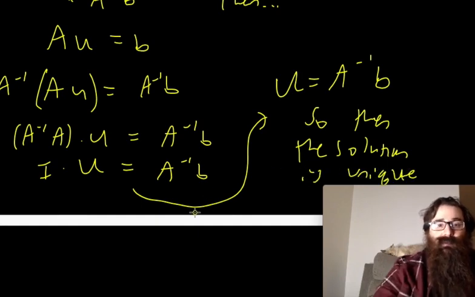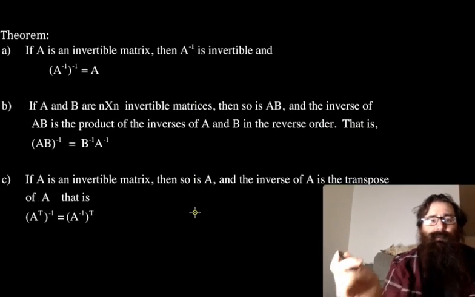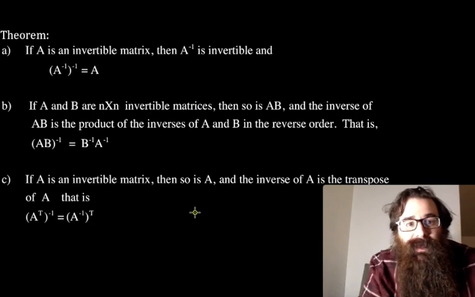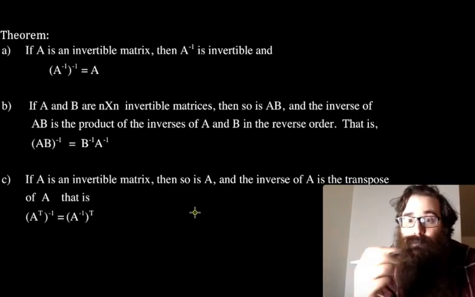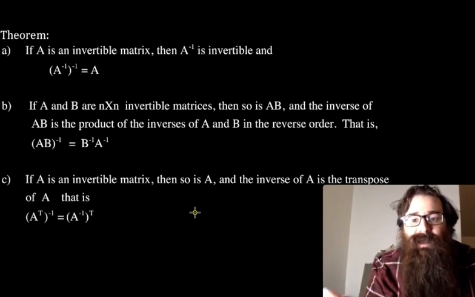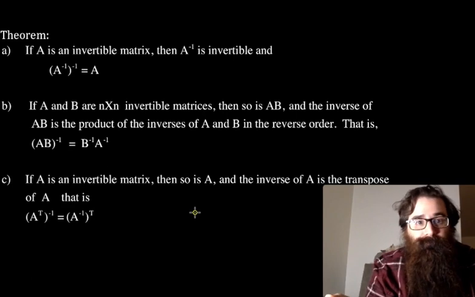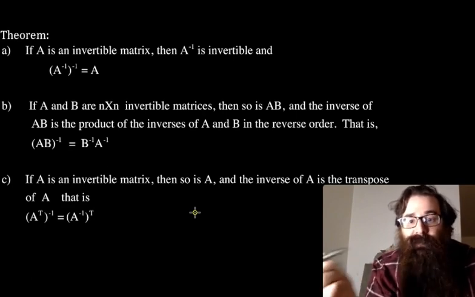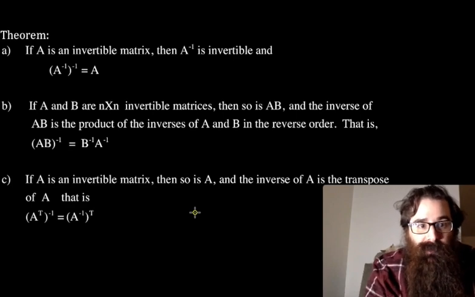So we do have this unique solution. Take a look at a couple theorems. We got a theorem: if A is an invertible matrix, then A inverse is also an invertible matrix. And if I invert twice, A inverse inverse brings me back to A. So if A is invertible, then the inverse is also invertible, and A inverse inverse is equal to A.